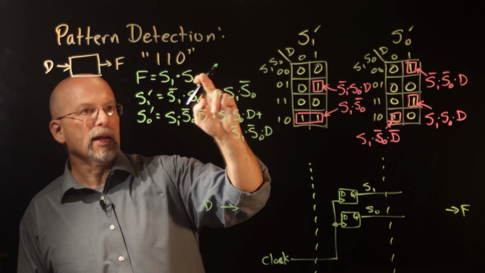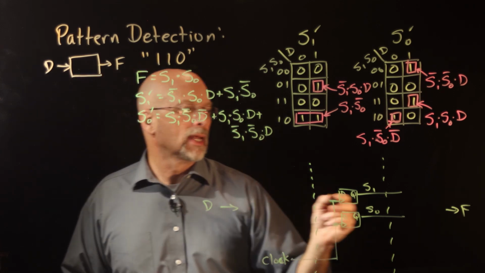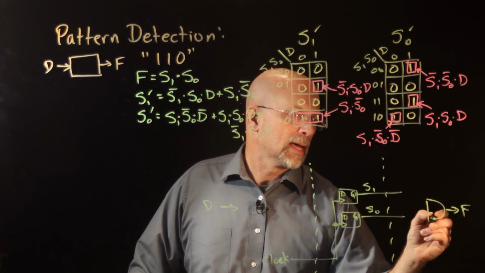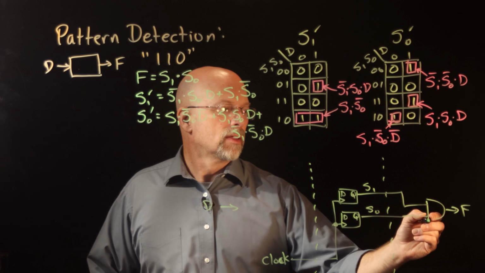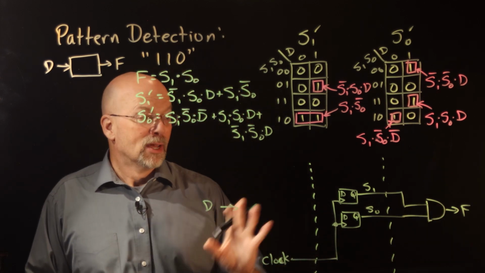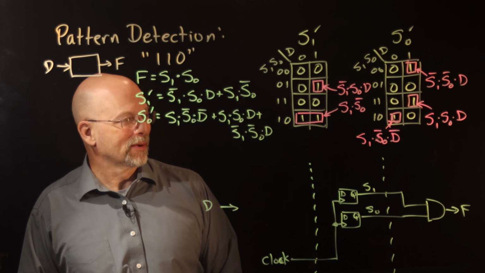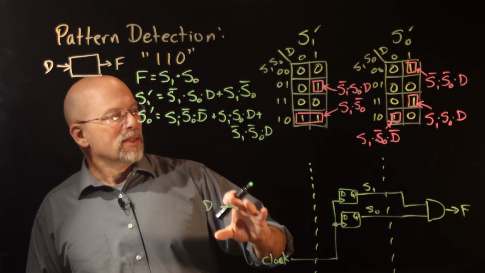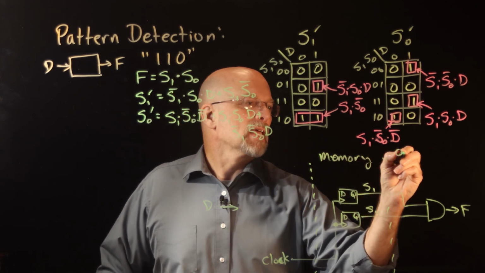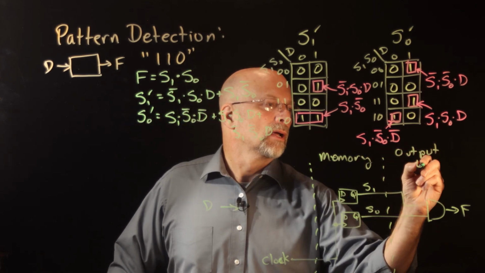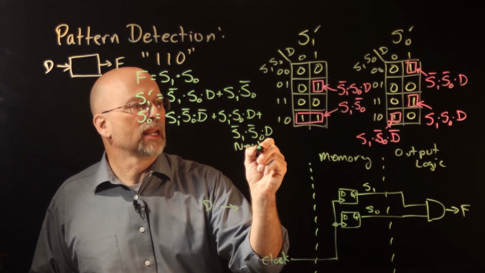And so if you look up here, F is equal to the product of S1 ANDed with S0. So I'm just going to make an AND gate here and AND S1 and S0 together. That's the output logic. I wish the input logic was going to be that simple, but it's not. All right. Now, remember, this is the memory, this is the output logic. What goes here is the next state logic.